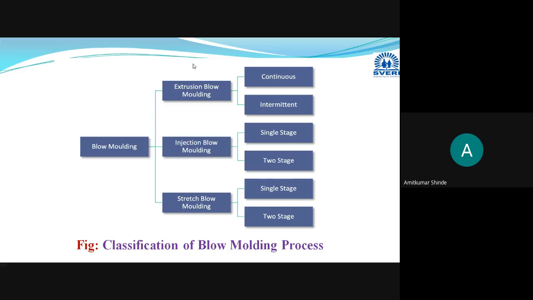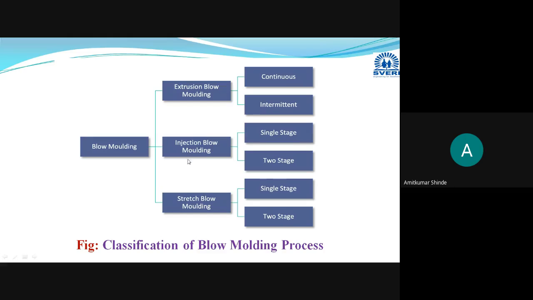Okay, if it is performed in a single machine, then it will be termed as a continuous process. Okay, continuous extrusion blow molding. And if, suppose, for making the parison we are using one machine, and for performing the blowing operation we are using another machine, then that will be termed as intermittent extrusion blow molding process.